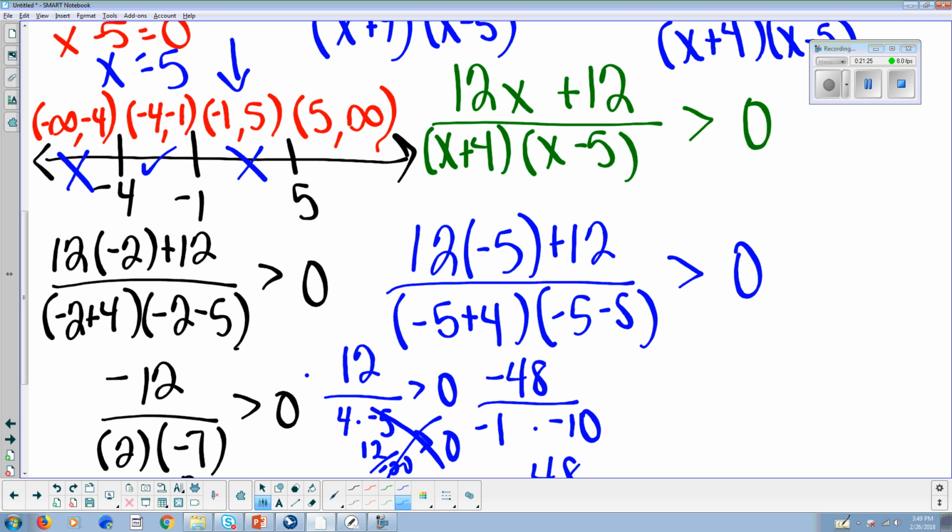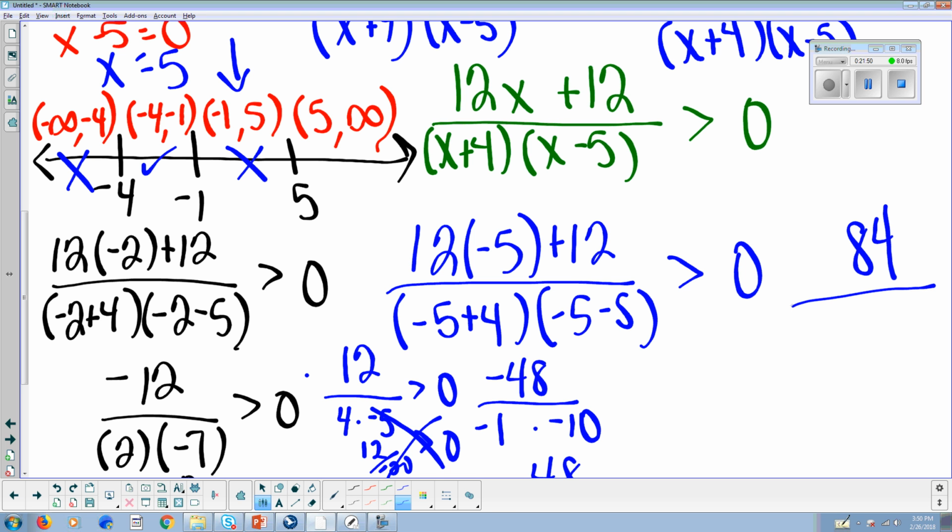Last, substitute in 6. Notice I'm not substituting in the endpoint. I'm never substituting the endpoint. I'm only substituting something that comes between 5 and infinity, not 5. Okay, so I'm going to substitute 6. So 12 times 6 plus 12 gives me a numerator of 84.